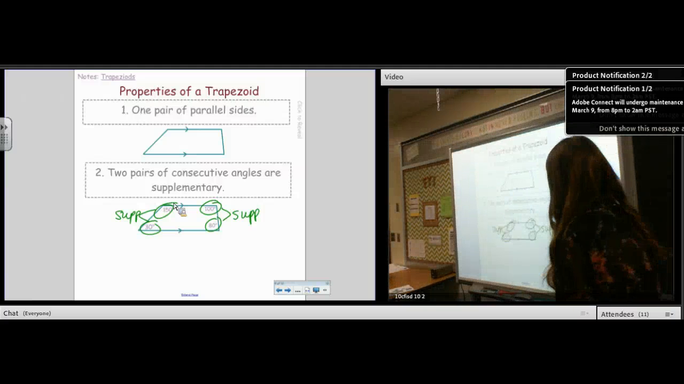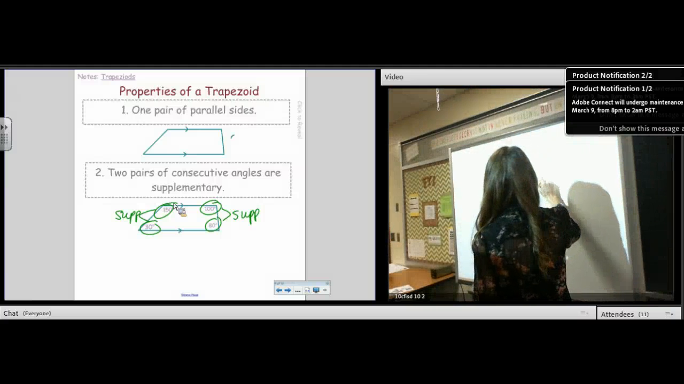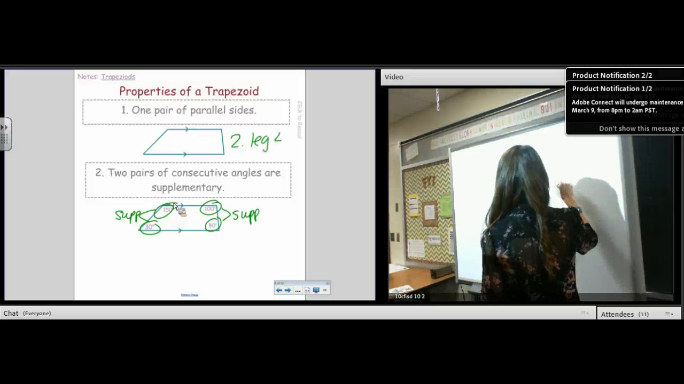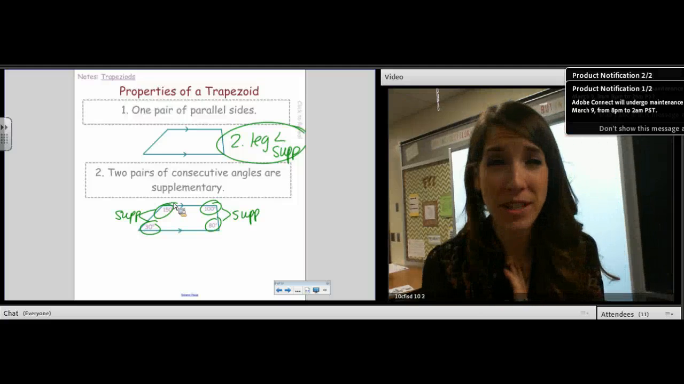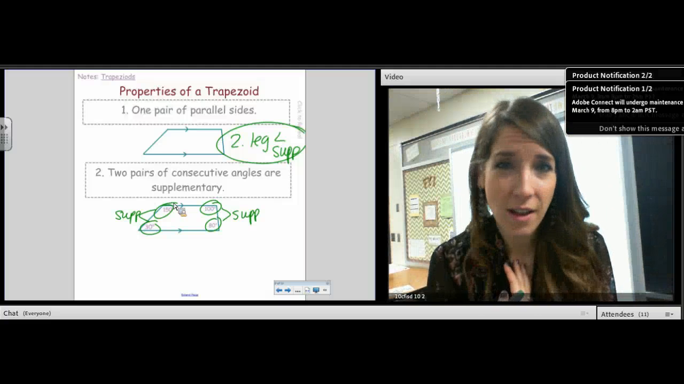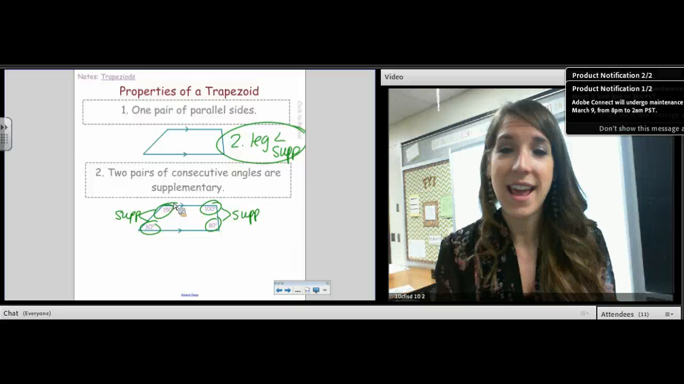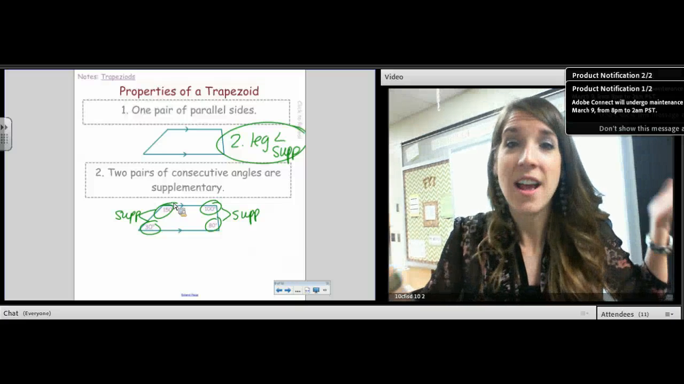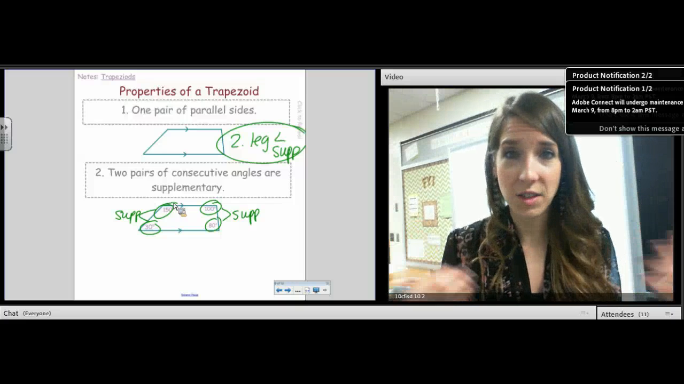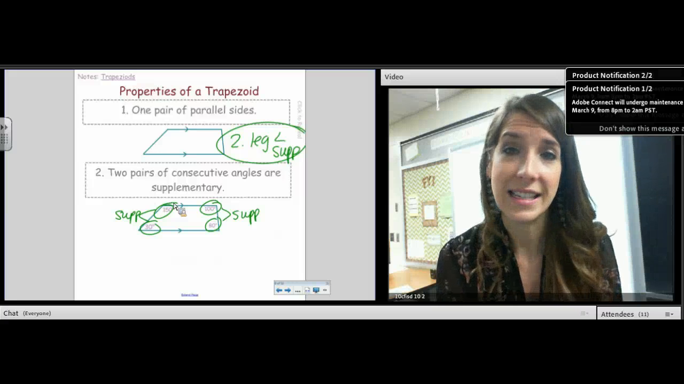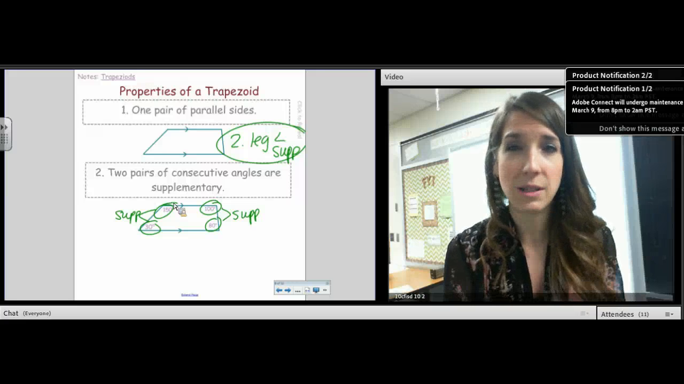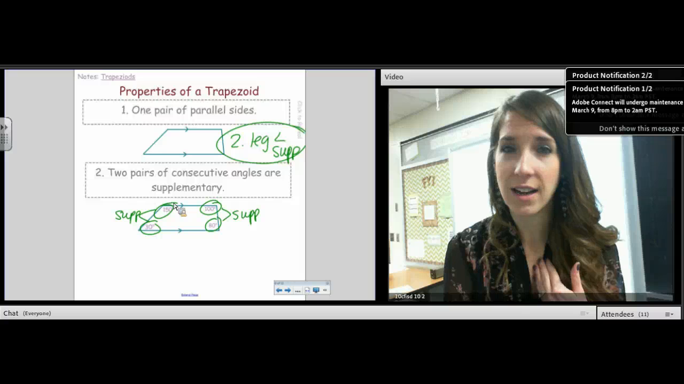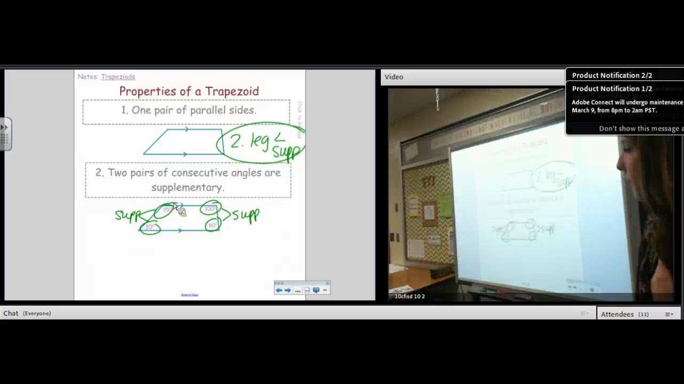But to me, if I say property number 2, the leg angles are supplementary, that makes a lot more sense than 2 pairs of consecutive angles are supplementary. To me, it makes sense to say, hey, the leg angles are supplementary. The angles surrounding the legs are supplementary. So if you want to write that instead, or if you want to write that underneath as another option, if that makes sense to you, you can write that. But I just made up the word leg angles. It's not a technical term. Okay.